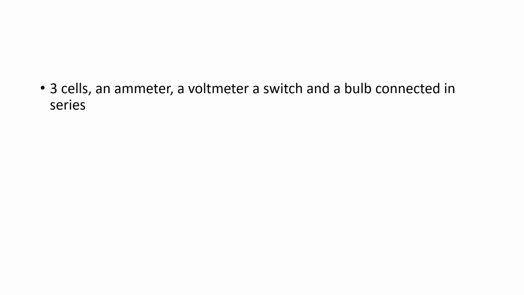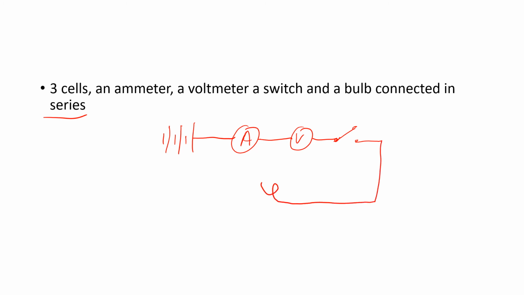So I'm going to draw the 3 cells first. So 1, 2, 3. And since it's all connected in series, that means the electrons must go through each one of these things. So here's our ammeter. Here's our voltmeter. Here is our switch. And we'll draw a light bulb right down here. And then it has to go back just like that. Okay, so this would be a completely right answer.